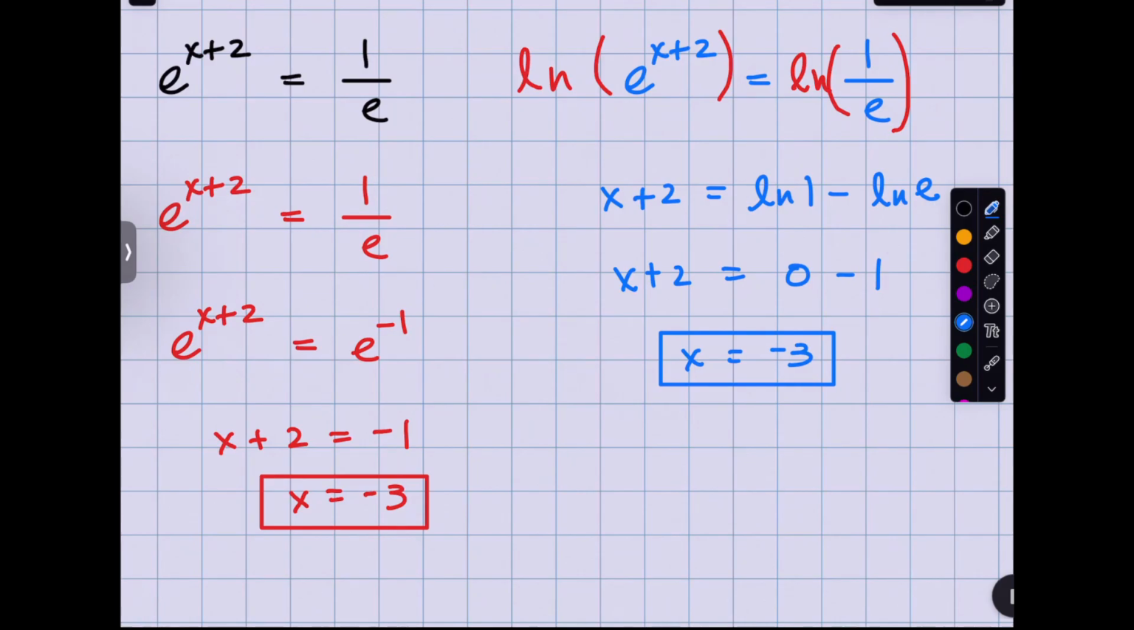If the bases are the same, that means the powers must be the same. Just like if I said to you, 2 to the x equals 2 to the 5th, what's x equal to? What happened to the 2? It doesn't really matter, right? Because the bases are the same, so the power must be the same.